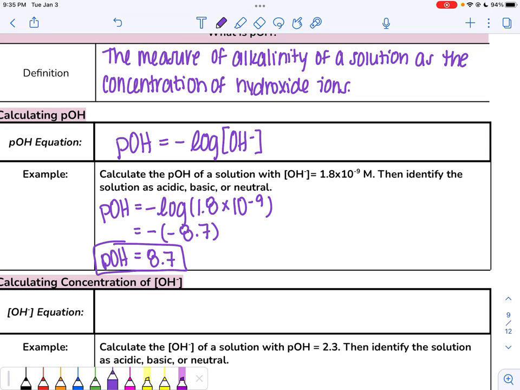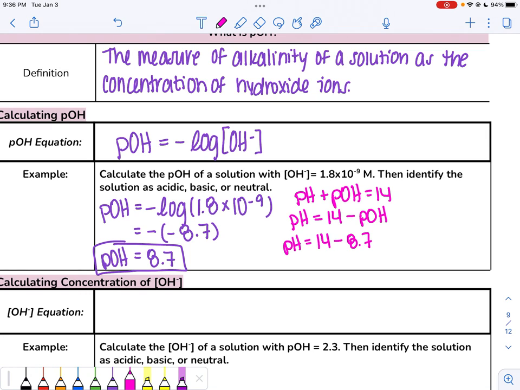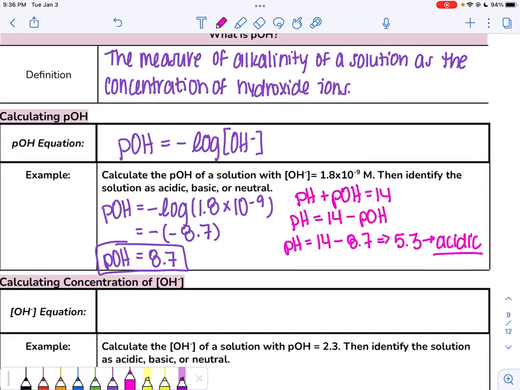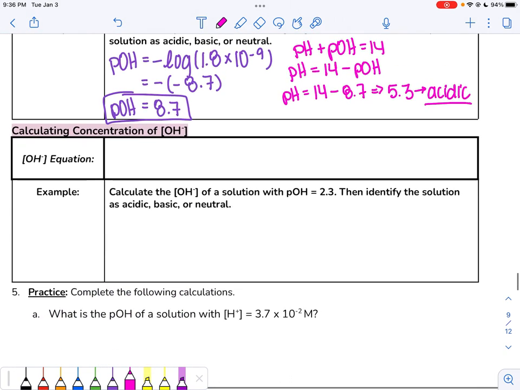If I want to decide if this is acidic, basic, or neutral, I do not do that based on the pOH value. I have to do it based on the pH value. So we know that pH plus pOH is equal to 14. So if I want to find pH, I take 14 and I subtract out the pOH value. 14 minus 8.7 gets us a pH of 5.3. Since this is below 7, this is an acidic solution.